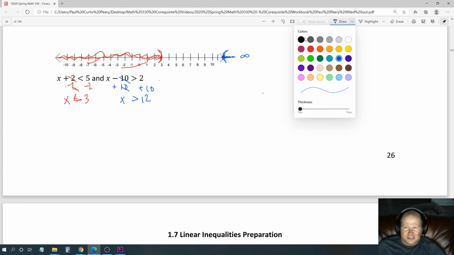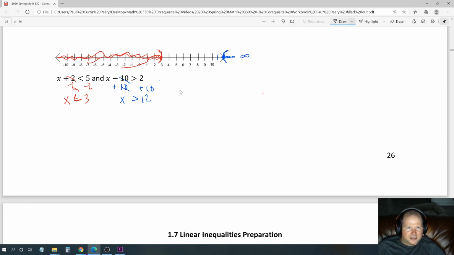And here is the thing, though. Theoretically, there should be something overlapping, right? And you notice that none of the red overlaps with any of the blue, so there's nothing. There's no overlap. So there is no solution to that. And that's that.